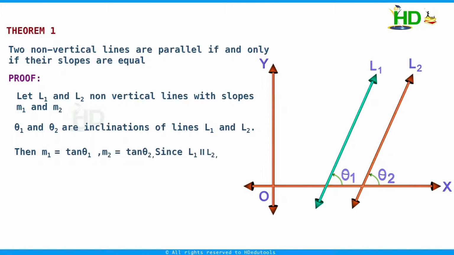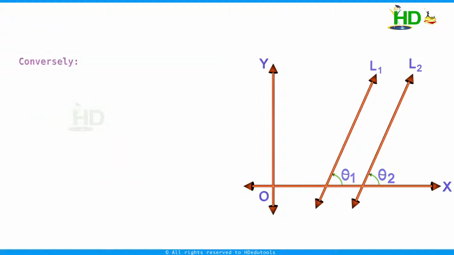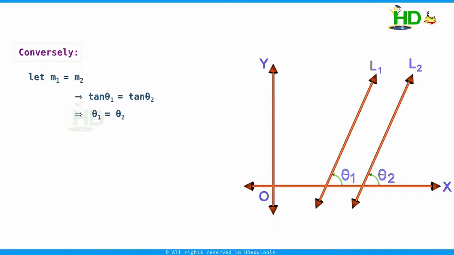Since L1 and L2 are parallel, theta 1 equals theta 2. Taking tan on both sides, tan theta 1 equals tan theta 2. Therefore, m1 is equal to m2. That means the slopes are equal. Conversely, if m1 equals m2, then tan theta 1 equals tan theta 2, so theta 1 equals theta 2 and L1 is parallel to L2. Theta 1 and theta 2 form a pair of corresponding angles.